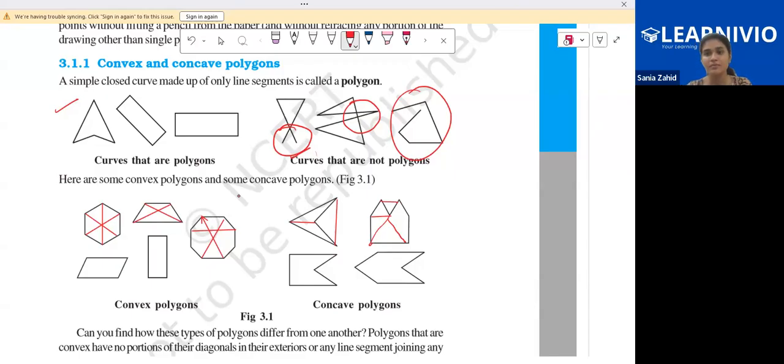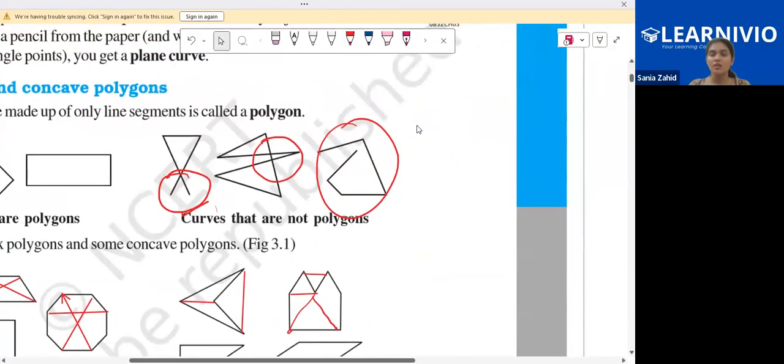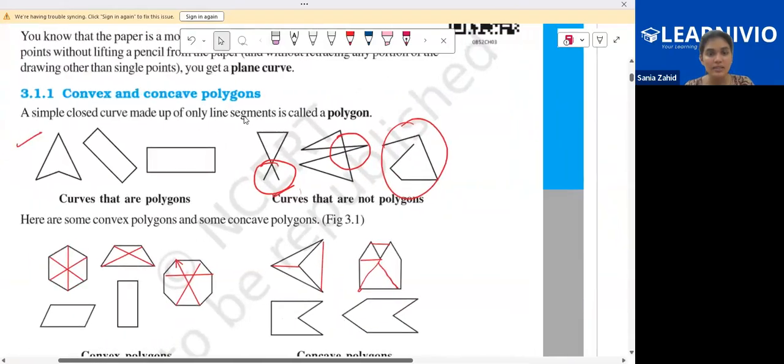Ma'am, can you explain the third figure in curves that are not polygons? You said that if we close it, it will still not be a polygon. No. If you close it, then it will be a polygon. If you close this, now it's a polygon. But when you're not closing it, it's not a polygon. Okay? Good.